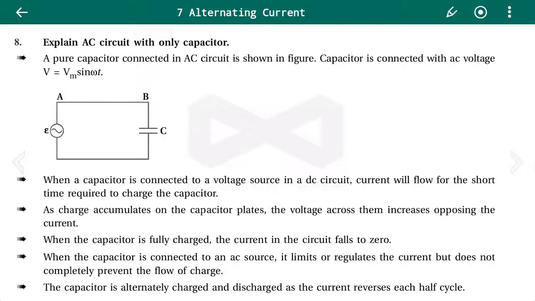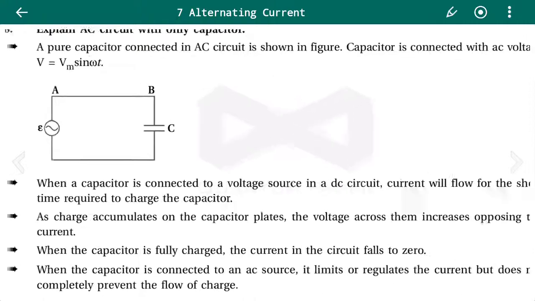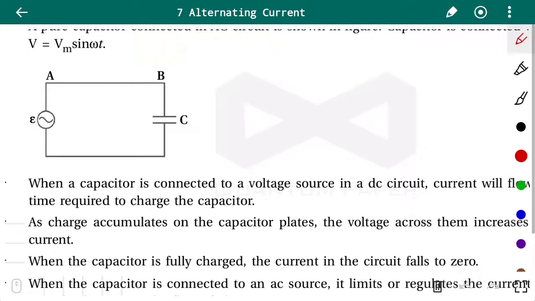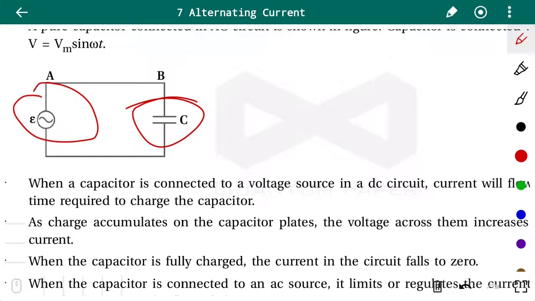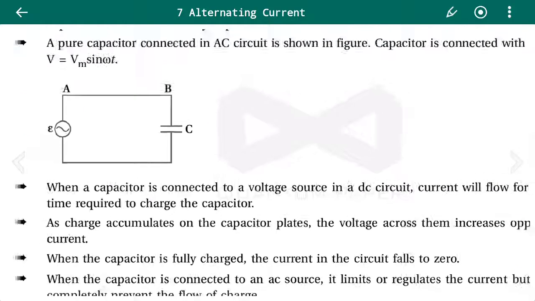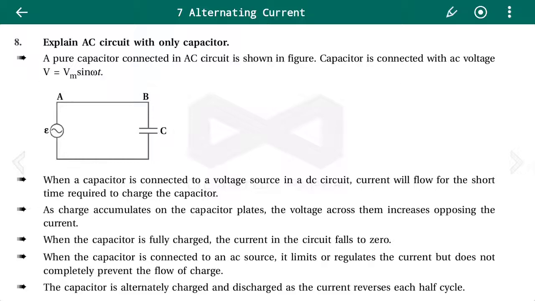In this video, we are going to see the theory of AC circuit with only capacitor. That is, AC voltage is applied only to the capacitor. So you can see the circuit, AC voltage and capacitor are connected. A pure capacitor connected in AC circuit is shown in the figure.